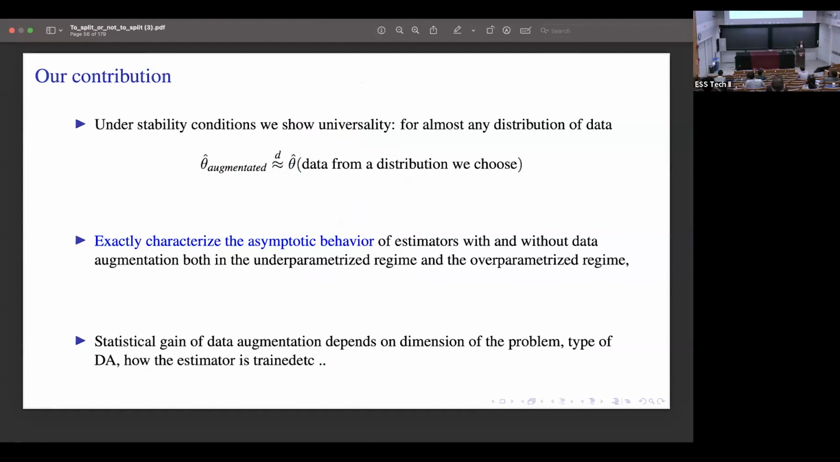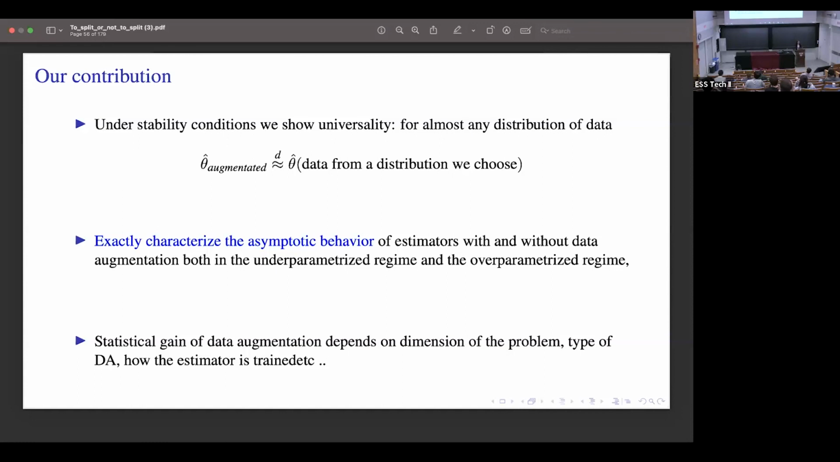And so here is what we can tell you. Under a certain type of stability condition, we show this kind of universality result: the behavior of your augmented estimator, or your estimator trained on your augmented data sets, is about the same as the behavior of your estimator trained on some other distribution that we get to choose. It's not always going to be a normal, but this is a distribution that we can choose. I thought I was going to have only 10 minutes, so this is very high level, but this is what we can show. And because we get to choose this and we show this universality, we can then study and exactly characterize the asymptotic behavior of many estimators, both when they're trained with and without data augmentation. And we can do this both in the over-parameterized and under-parameterized regime. And so we can notably try to understand what is the effect of data augmentation.